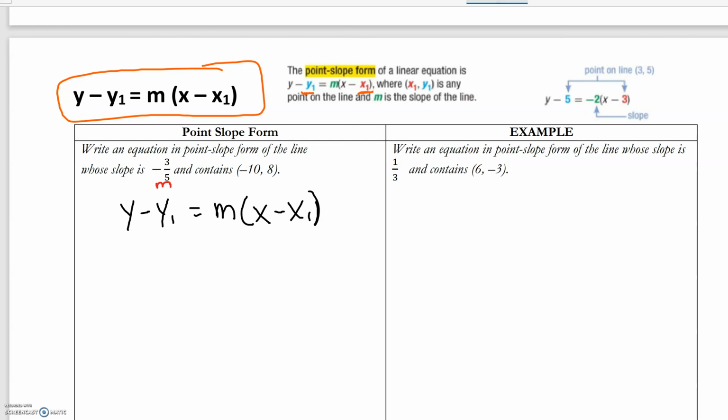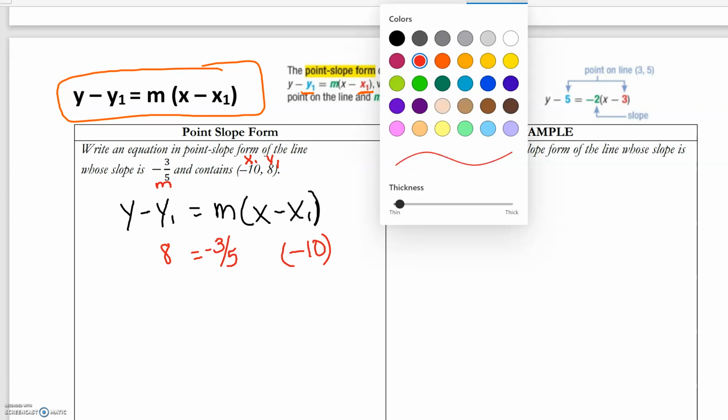This is my m, this is my x1, this is my y1. So I'm going to go ahead and replace my y1 here with an 8. I'm going to replace my x1 with a negative 10 and my m with a negative 3/5. And then I'm just going to bring everything else down.